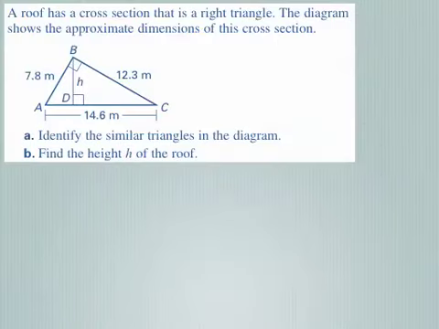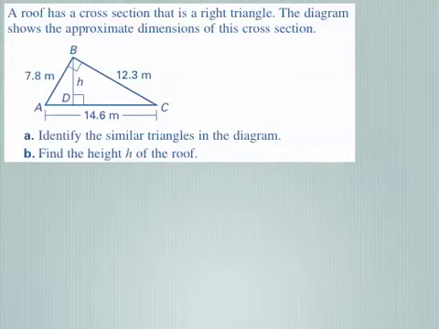If you look at this example, it says a roof has a cross-section that is a right triangle. The diagram shows the approximate dimensions of this cross-section. In A, they ask us to identify the similar triangles in the diagram. First, we start with the whole triangle ABC, which would be my largest triangle. But then notice that inside of triangle ABC, I have two smaller triangles. I have triangle ADB and triangle BDC.